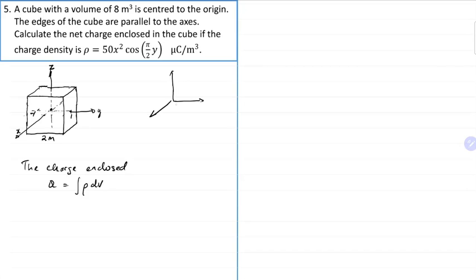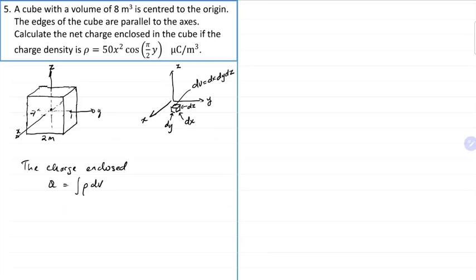So if I draw out my rectangular coordinate system, if this is my y-axis, this bit here will be my dy, a small change in the y direction. This is my x-axis, so a small change in this direction is dx, and this is my z direction, so a small change in this direction is dz. Therefore, a small change of volume dV equals dx dy dz.